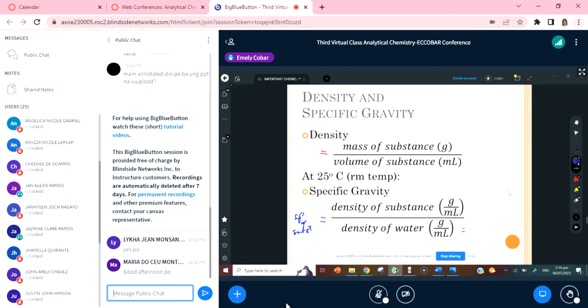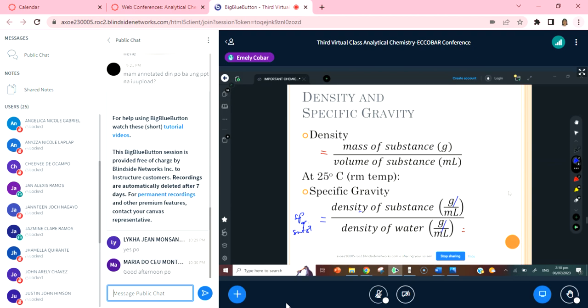So specific gravity of a substance is simply equal to the density of the substance divided by density of the water. And we know that density of water at 25 degrees is just 1 gram per ml. So makakancel yung unit na gram per ml, right? So this is one. So therefore, ang specific gravity of a substance is simply equal to the density of the substance, no more unit. It's unitless.